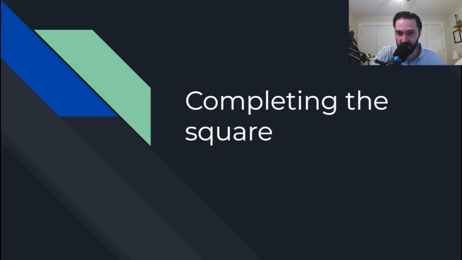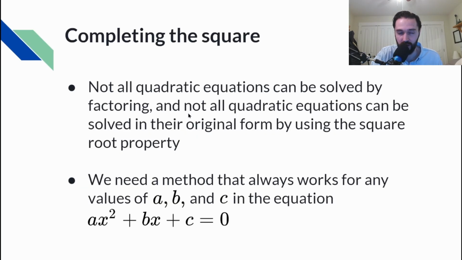So now we're ready to start talking about this new method for solving quadratic equations, completing the square. Not all quadratic equations can be solved by factoring, and not all can be solved in their original form by using the square root property. We need a new method that always works for any values of a, b, and c in this equation here. This is the standard form of a quadratic equation.